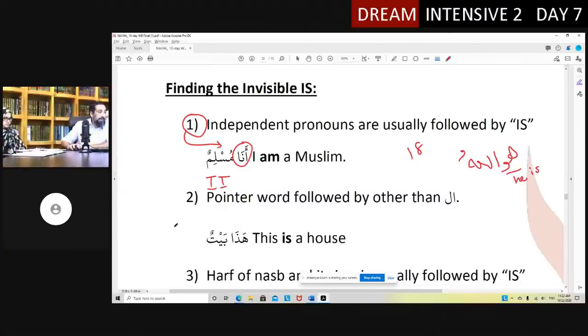And the example is hadha baytun. Look, there's no al on it. That's why you can make it into a sentence. This is a house. Is that clear?